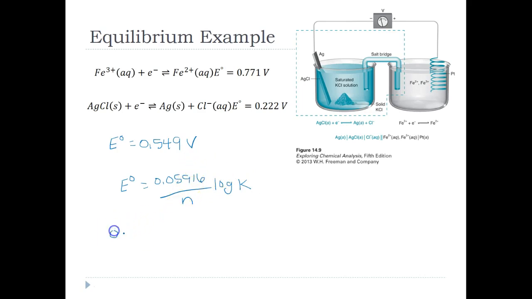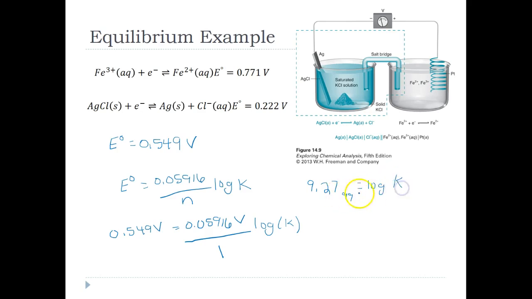E° is going to be 0.549 volts, 0.05916, and I haven't been doing this, but technically the unit of that number is volts. That's how the units cancel. n is 1. We're looking at the coefficient of the number of electrons. And then log of K. So I'm trying to solve for K. I would divide both sides by 0.05916, and I would end up with 9.2799 equal to the log of K.